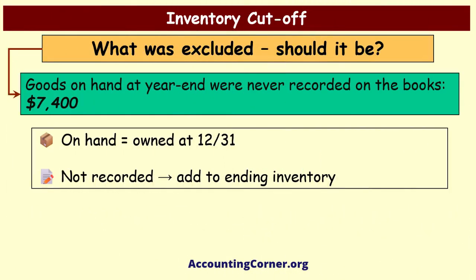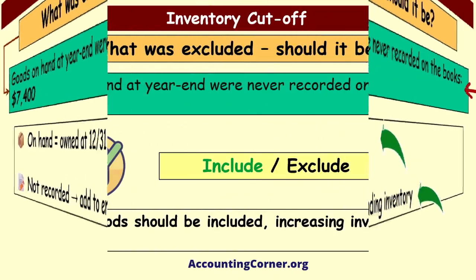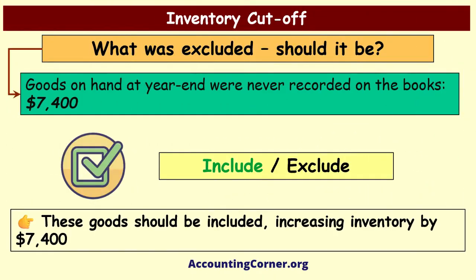These goods were physically on hand at year-end, which means the company owned them as of December 31, 2024. However, they were never recorded in the inventory account. So the ending balance is understated. These goods should be included, increasing inventory by $7,400.